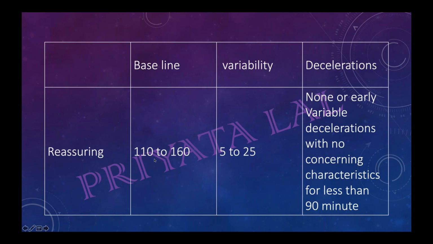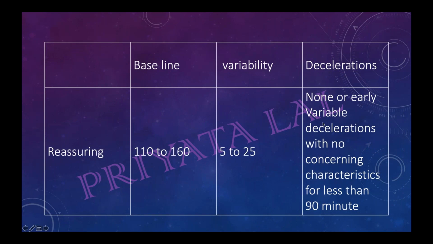So if the baseline is in between 110 to 160, we are happy. It is a reassuring feature. If the variability is in between 5 to 25, we are happy. So it is in the normal category.